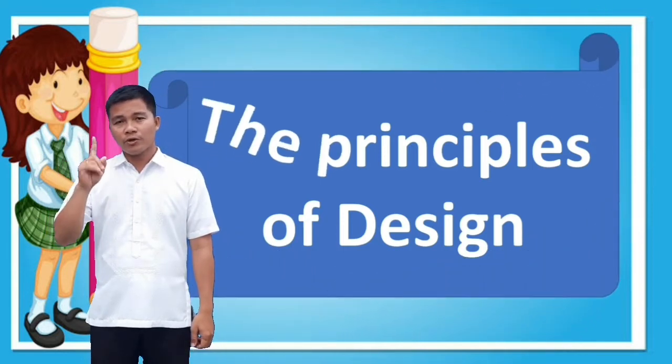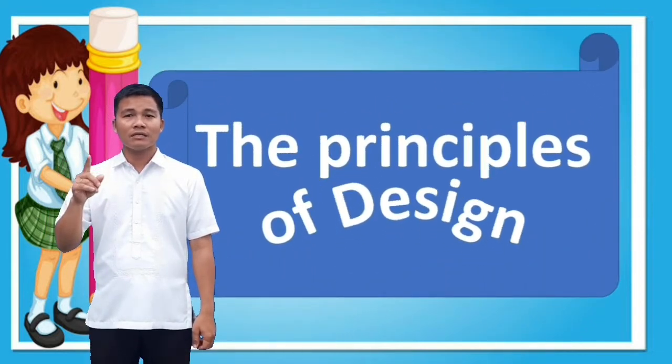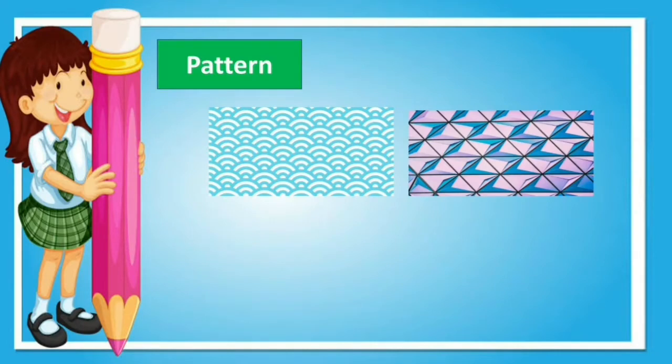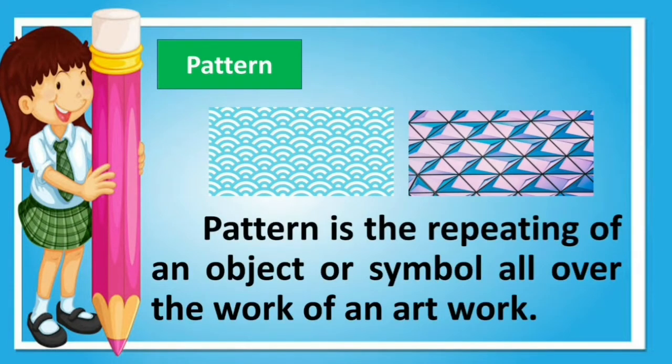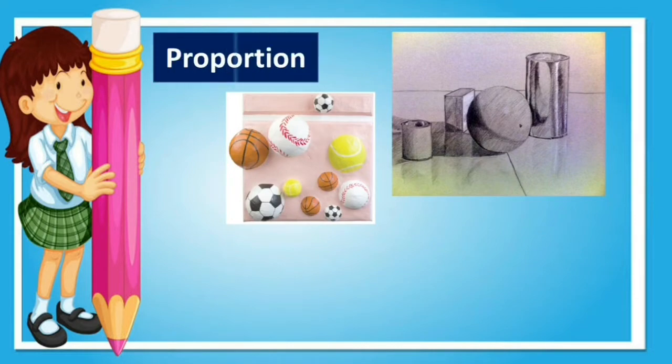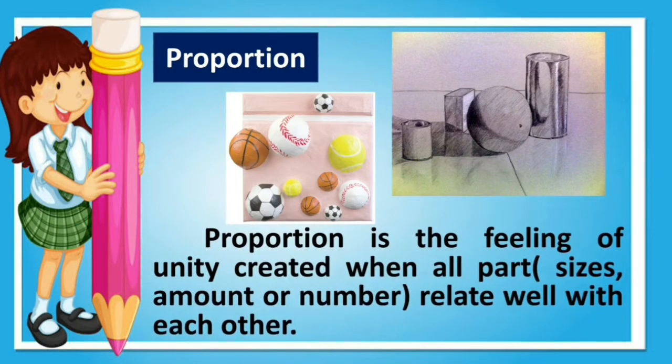And now, for you to understand better about art, let us move on to the principles of design. Number one principle is pattern. Pattern is the repeating of an object or symbol all over the artwork. And number two is proportion. Proportion is the feeling of unity created when all parts, sizes, amounts, or numbers relate well with each other.